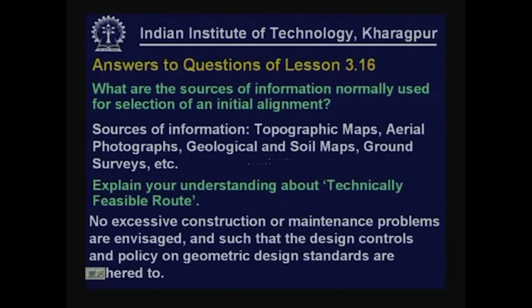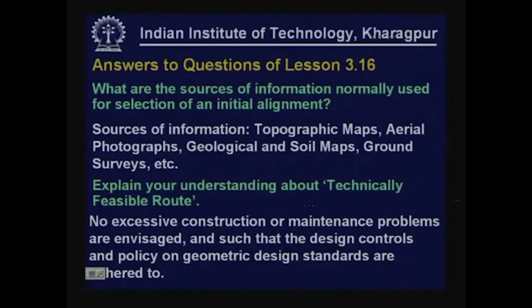Now, because this is the last lesson for this module, the 2 questions I asked based on today's lesson, I will try to give the answers also. So, what are the sources of information normally used for selection of an initial alignment? Sources of information are topographic maps, aerial photographs, geological and soil maps, and also ground surveys.